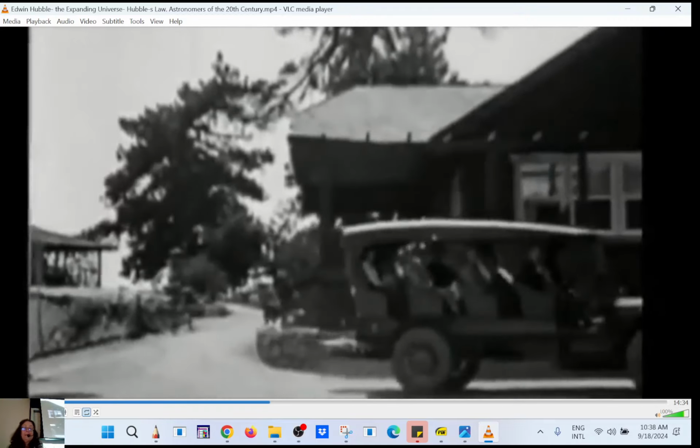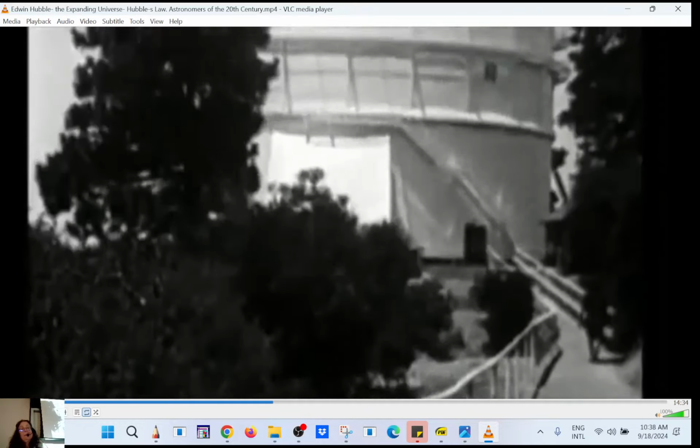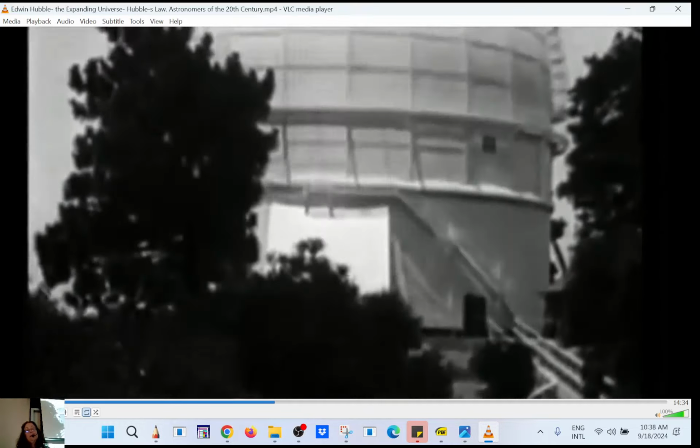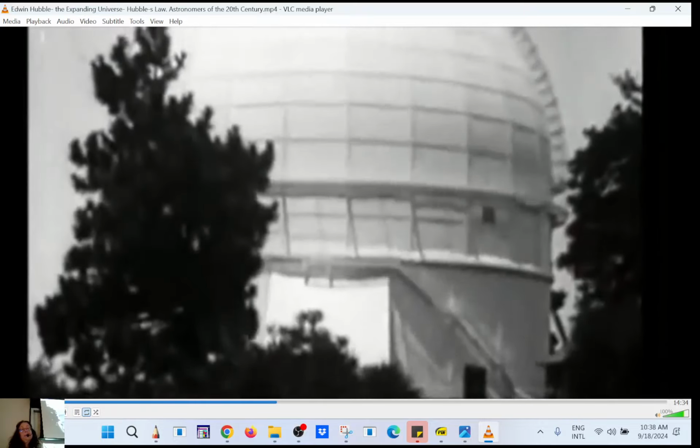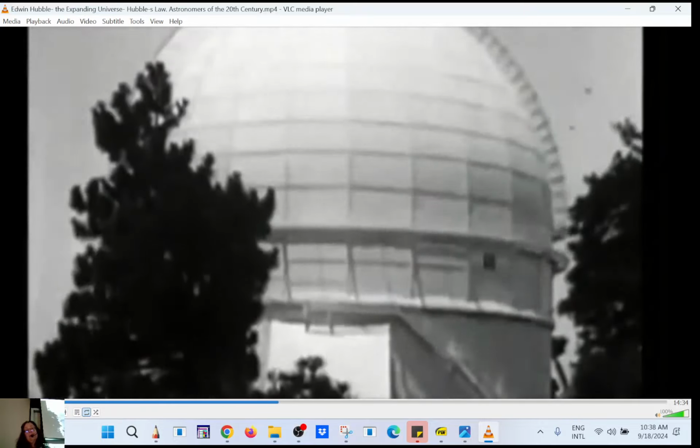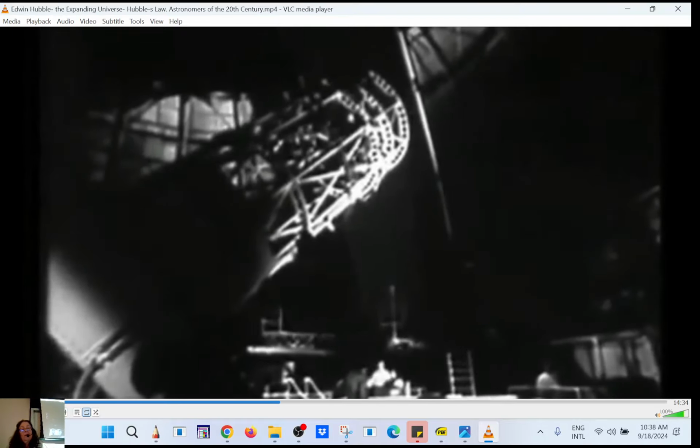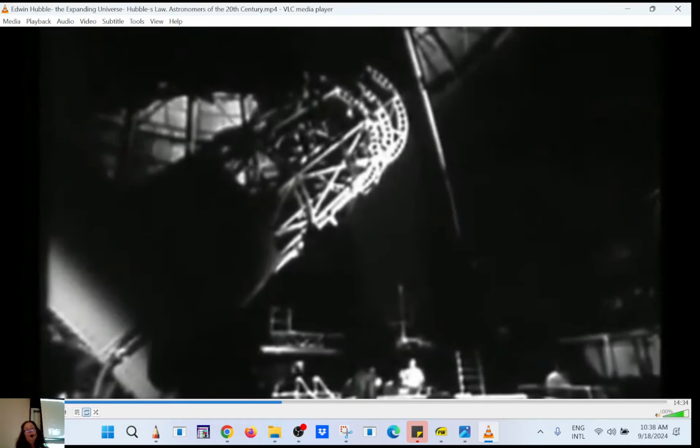To track down some of these Cepheid variables, Hubble went in 1919 to the Hale Observatory on Mount Wilson near Pasadena, where the world's largest telescope had been brought into operation the year before. A reflector, its mirror was 100 inches or 254 centimeters in diameter.